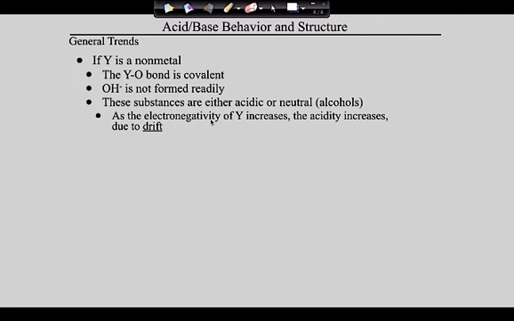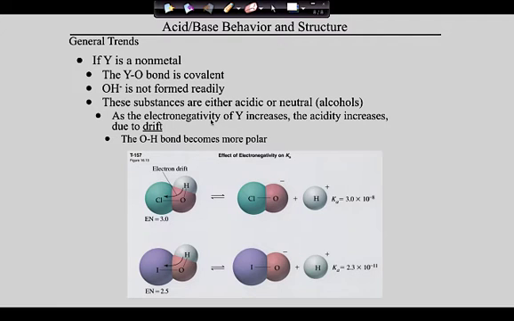So the idea is this: as the electronegativity of Y goes up, and if this is seeming murky, I'll show you a picture and it'll all make sense. As the electronegativity of Y goes up, the acidity increases due to drift. Because what happens is the OH bond becomes more polar. And remember what we said. More polar bonds break more easily, making a stronger acid. So guys, what on earth are we talking about? Well, check this out.